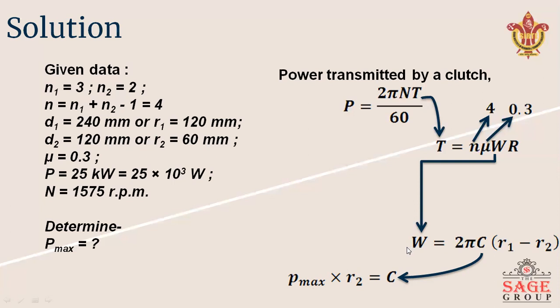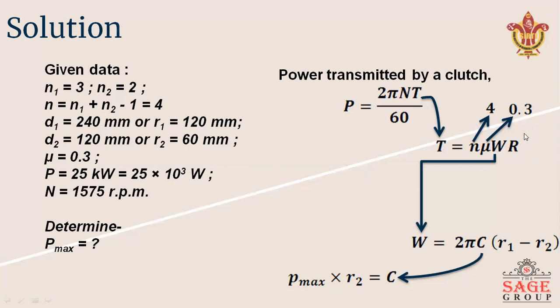So we have the value of W in terms of P max. We will have all the values, and the only unknown is P max. So W is equal to something times P max. Now the value of W we have to substitute here, that means this value of W in terms of P max.